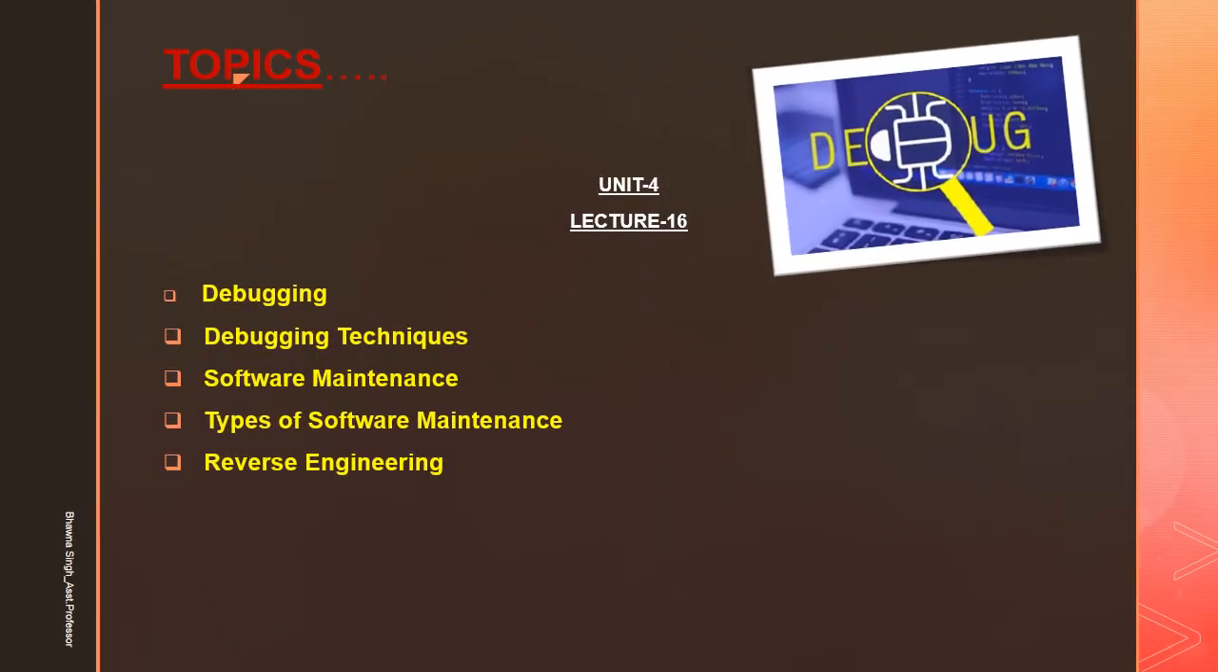Students, in today's session we are going to discuss all these topics of Unit 4. That is, we'll talk about what is debugging, then what are the various debugging techniques. Then we'll discuss software maintenance and its types, and at the end we'll talk about reverse engineering and its various approaches. So let's begin with the first topic, that is, what is debugging.